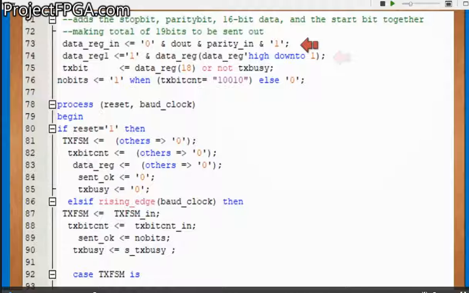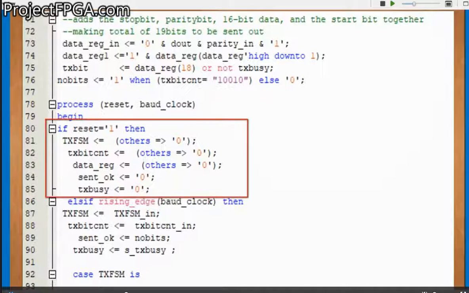Next are the data register in and data register 1. They are used to store received data. TS bit is a transmitted bit. No bit signal is used to signal the end of data reception and tells the transmitter that it should move to stage 3. This signal comes on when the number of received bits equals 18.